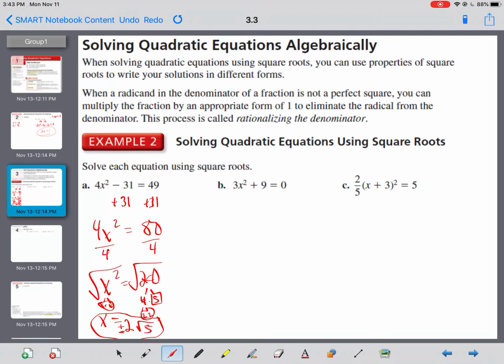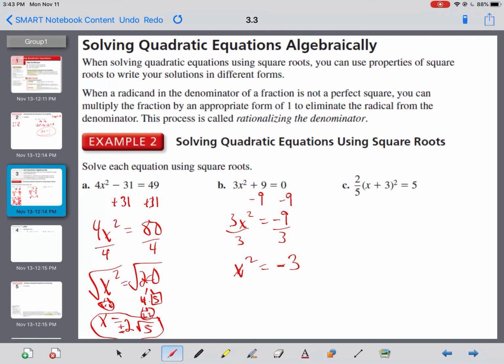Okay. Let's look at B. B has a squared term only, no linear term, no single x, so we can solve algebraically. Move the 9. 3x squared equals -9. Divide by 3. X squared equals -3. Well, here we run into the problem. Okay?